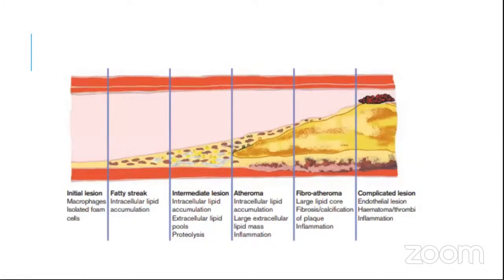Again, the same fatty streak, which is intracellular lipid accumulation. Intermediate lesion: intracellular lipid accumulation and extracellular lipid, proteolysis. Atheroma: intracellular lipid accumulation and a large extracellular lipid mass, inflammation. Fibroatheroma: large lipid core, fibrosis, and calcification of plaque, inflammation. Then complicated lesion by endothelial lesion, hematoma, thrombi, inflammation.